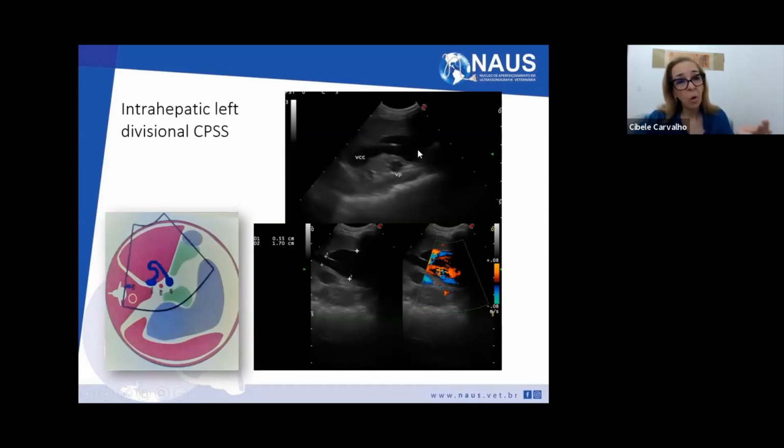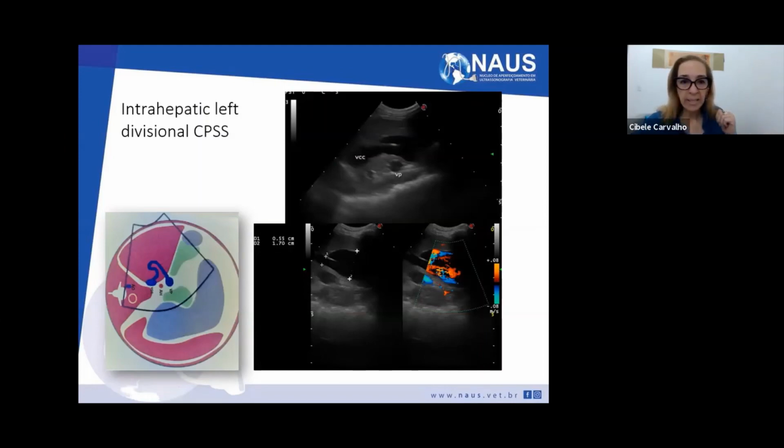There is an abnormal vascular architecture at the portal hilus here, and the portal vein originates this left branch, and the left branch runs ventrolaterally, turning into the caudal vena cava. It's easy to see with color mapping because we can see the direction of the flow, so we can be sure about this wrong direction and the wrong architecture.